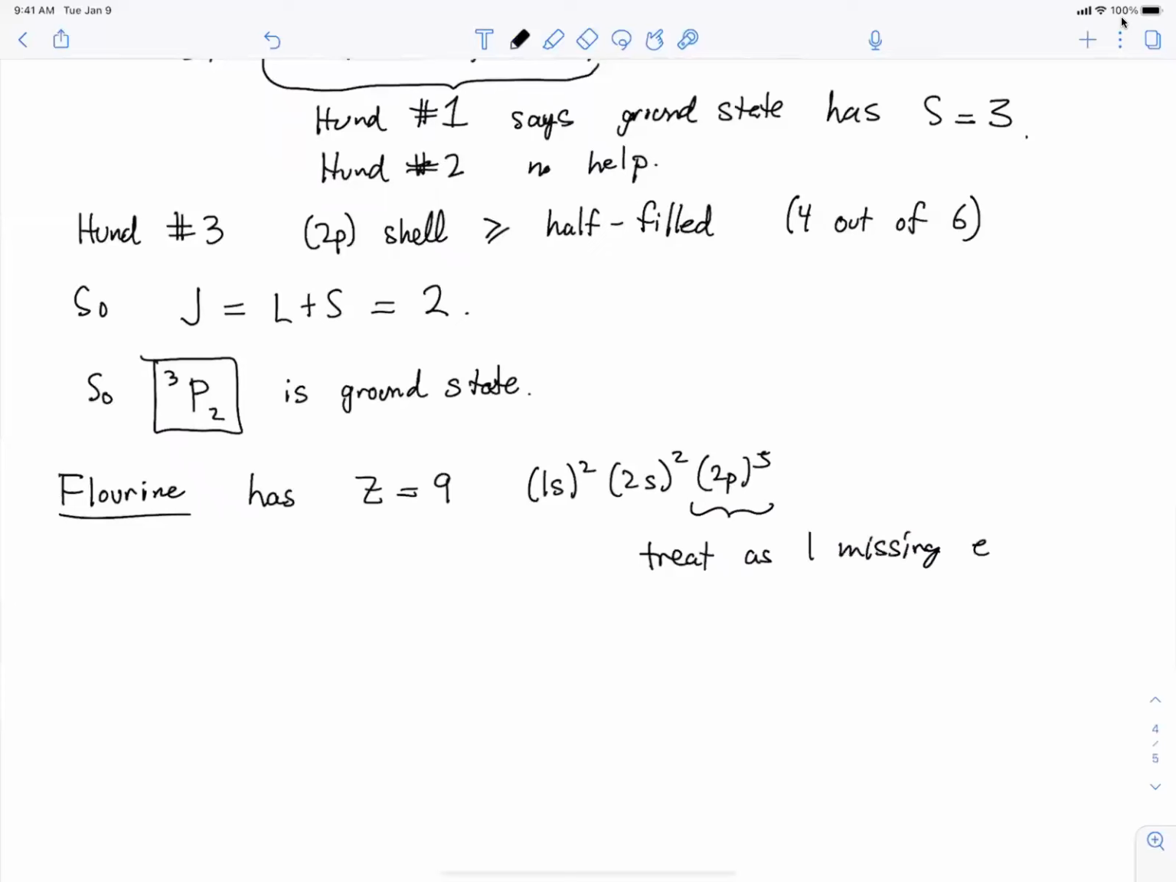So one missing electron, or one 2p hole. Okay, and so the Russell-Saunders multiplet is... I'm sorry, Professor, is that a 5 or a 3? A 2p? That's a 2p5. Sorry, let me rewrite it.